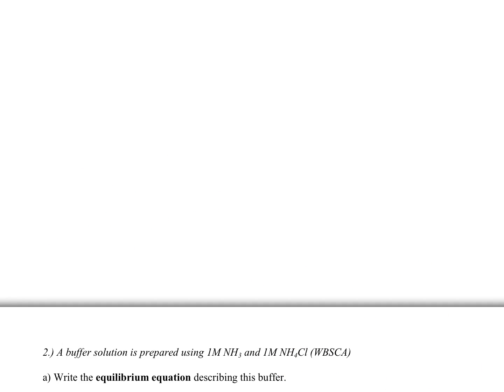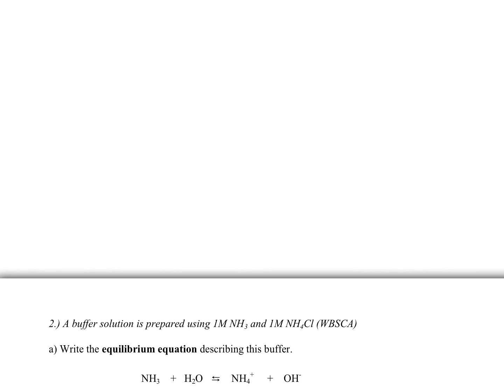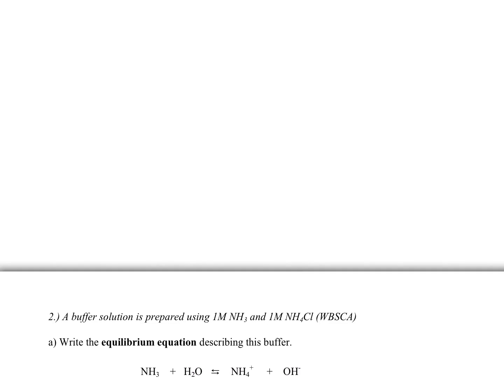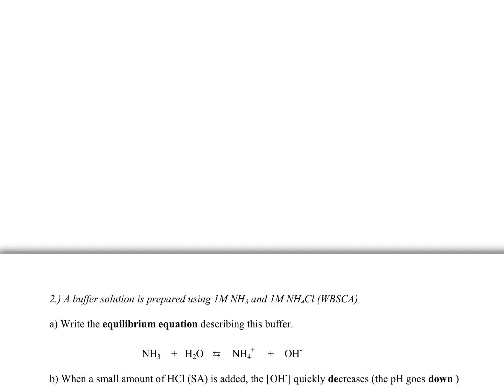We have 2 more questions. First, a buffer solution using 1 molar NH3 and 1 molar ammonium chloride. First, write the equilibrium expression. We start with our weak base, we look at its dissociation, and we have a high concentration of its conjugate. So NH3 plus H2O makes NH4+ and OH-.